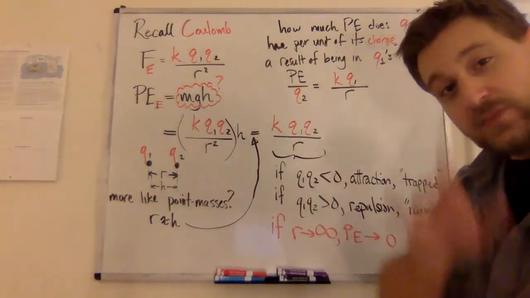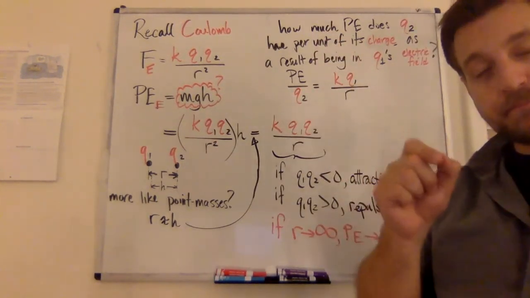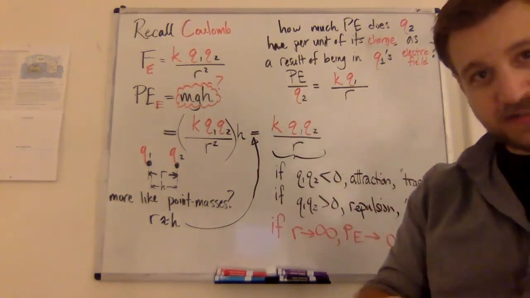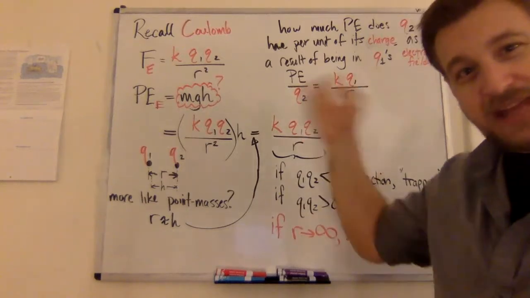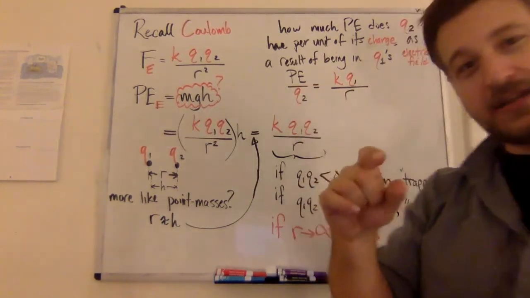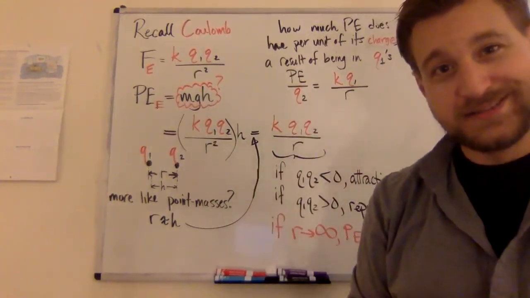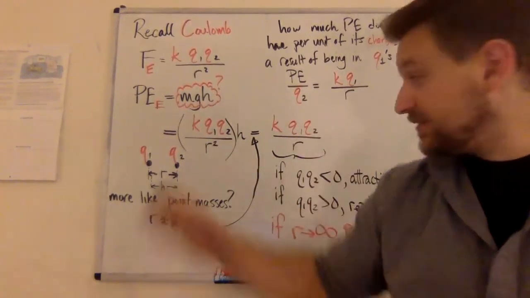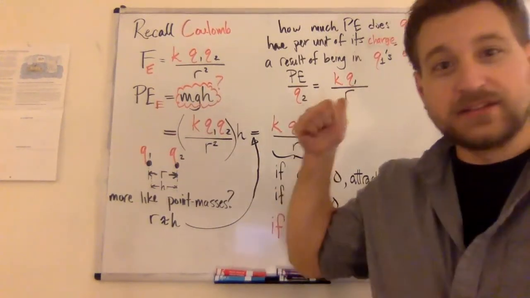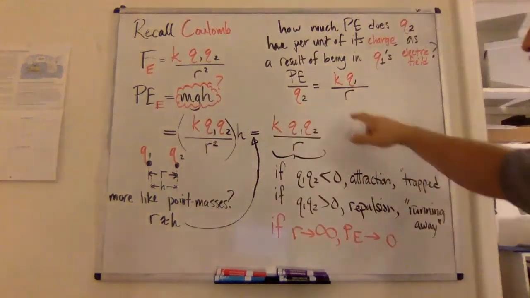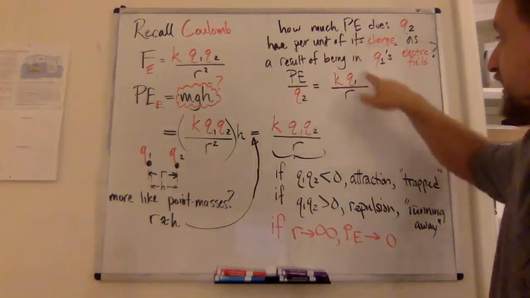Either way, we can still ask a question about how much potential energy per unit of its charge Q2 has. We asked about it for mass a second ago. How much potential energy does Q2 have per unit of its charge as a result of being in the electric field created by Q1? And the logic goes the same way. We take our potential energy formula, we divide by Q2, and we end up with that.